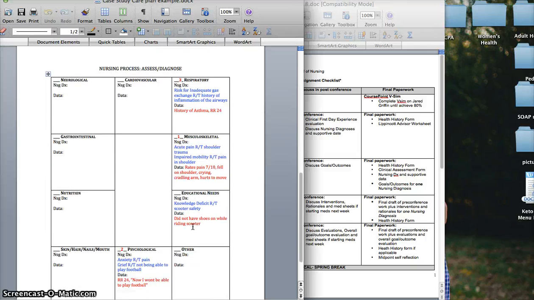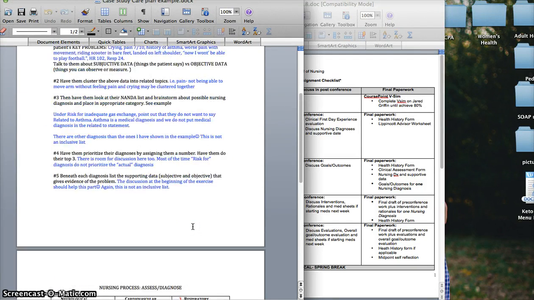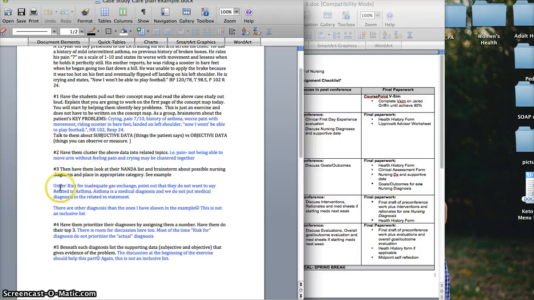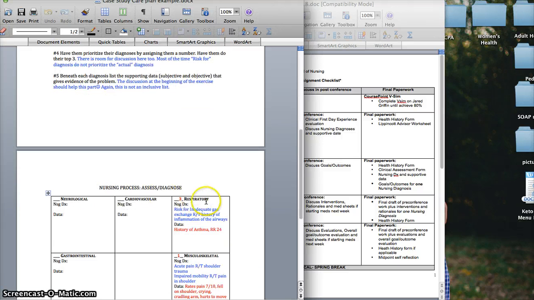So this is the first page of their nursing diagnosis, okay? So under risk for inadequate gas exchange right here, see under respiratory, risk for inadequate gas exchange related to history of inflammation of the airways.